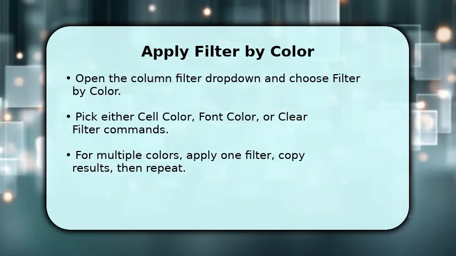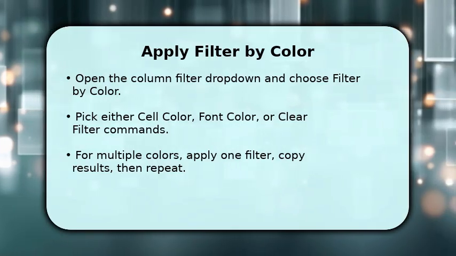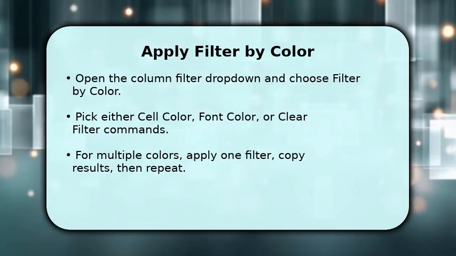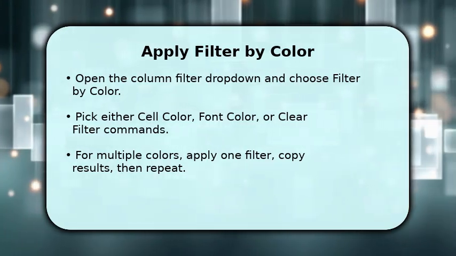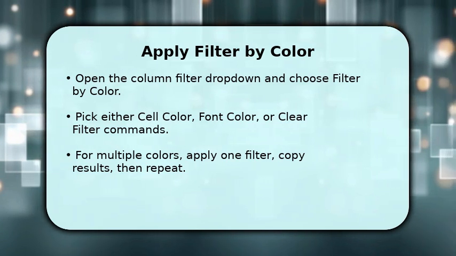If you need to combine colors, first filter one color, copy or tag those rows, then clear and filter the next color. Excel does not natively filter multiple colors in the same column without helper columns. Once you've isolated the rows, you can copy, edit, or analyze them as needed.